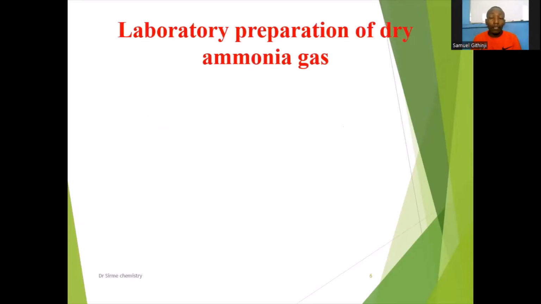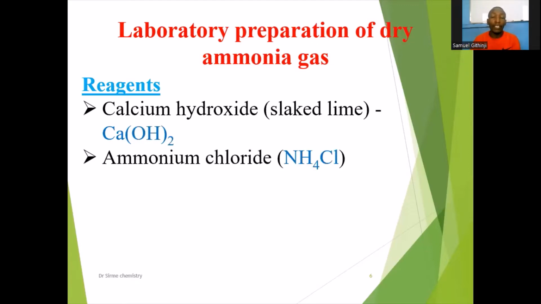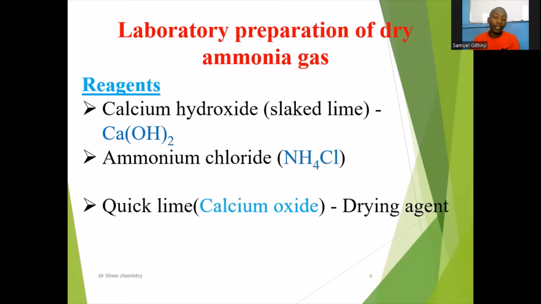The next is laboratory preparation of dry ammonia. The reagents that we need are slaked lime, that is calcium hydroxide, you can see the formula, and ammonium chloride. Of course, you also need quicklime, that is solid calcium oxide, that will act as a drying agent.